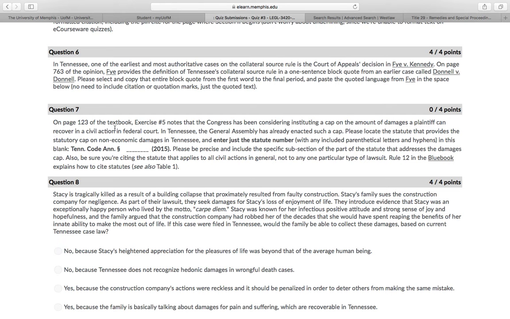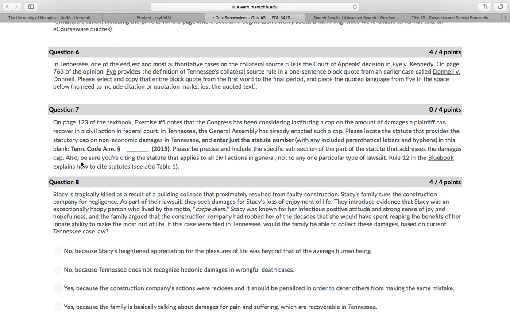It says on page 123 of the textbook, exercise number 5, notes that Congress has been considering instituting a cap on the amount of damages a plaintiff can recover in a civil action in federal court. We were to find the statute number where it provides a statutory cap on non-economic damages in Tennessee, and to be precise and include the specific subsection of the part in the statute that addresses the damages cap.